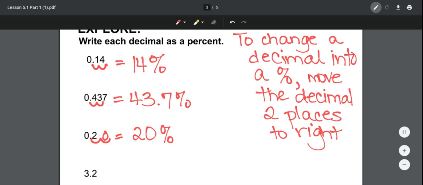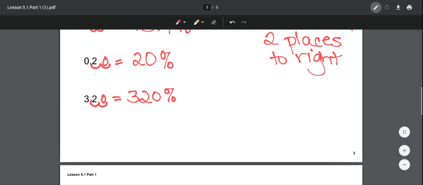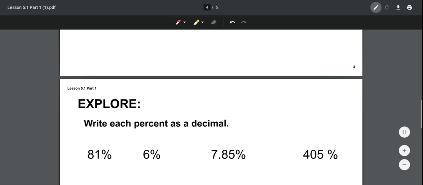In our final question, 3.2, if we move our decimal 2 places to the right and fill in our loop, we would have 320%. This makes sense because if we have 3 wholes, and 3 wholes times 100 gives us 300. Therefore, we know our percentage is greater than a whole or greater than 100%.